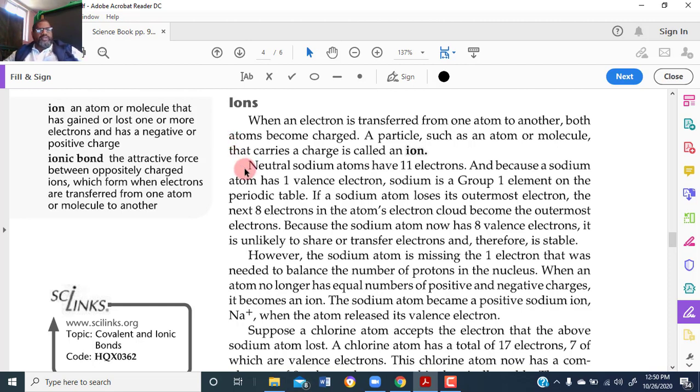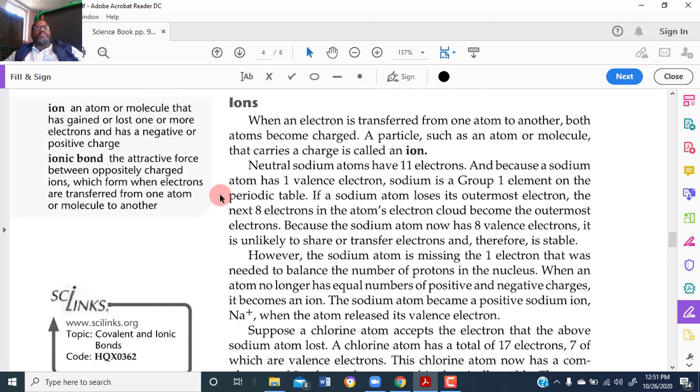Neutral sodium atoms have 11 electrons. Because a sodium atom has one valence electron, sodium is a group 1 element on the periodic table. If a sodium atom loses its outermost electron, the next 8 electrons in the atom's electron cloud become the outermost electrons. Because the sodium atom now has 8 valence electrons, it is unlikely to share or transfer electrons and therefore is stable. One of the things we should understand is that an atom wants to be stable.